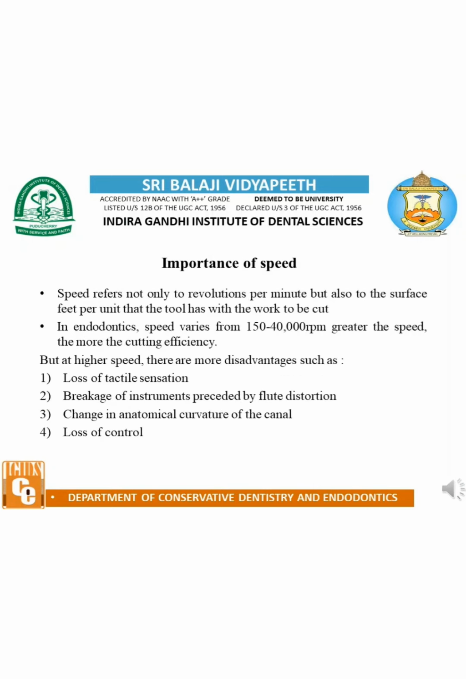Importance of speed. Speed refers not only to revolutions per minute but also to the surface feet per minute that the tool has with the work to be cut. In endodontics, speed varies from 150 to 40,000 rpm. The greater the speed, the more the cutting efficiency. But at higher speed, there are more disadvantages such as loss of tactile sensation, breaking of instruments preceded by flute distortion, change in anatomical curvature of the canal, and loss of control.